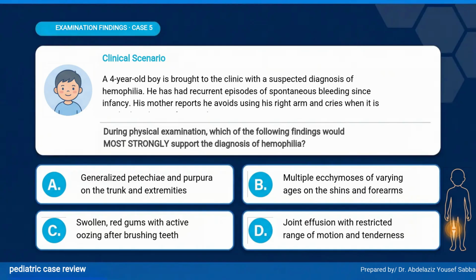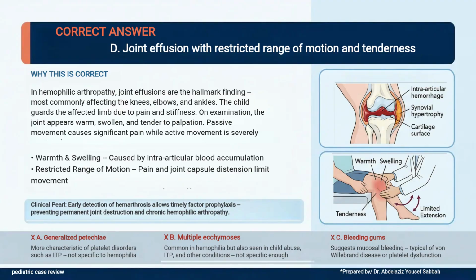Option A, generalized petechiae and purpura on the trunk and extremities. Option B, multiple ecchymoses of varying ages on the shins and forearms. Option C, swollen, red gums with active oozing after brushing teeth. Option D, joint effusion with restricted range of motion and tenderness. The correct answer is option D, joint effusion with restricted range of motion and tenderness.